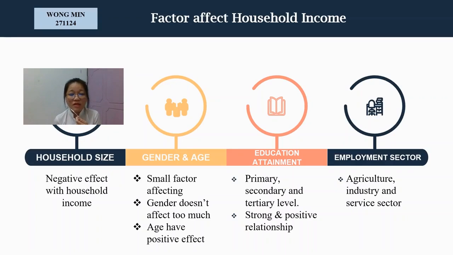For education attainment, it is the highest education that a person successfully completed. For Malaysia, there are primary, secondary, and tertiary levels, and they are said to have a strong and positive relationship, because those who have higher education will have higher income, because they are more skilled and more employable. For the employment sector in Malaysia, there are agriculture, industry and service sectors. Agriculture normally has unstable and lower income as it relies much on weather, but the service sector normally has stable and higher income as the majority of the service sector is owned by the private sector.